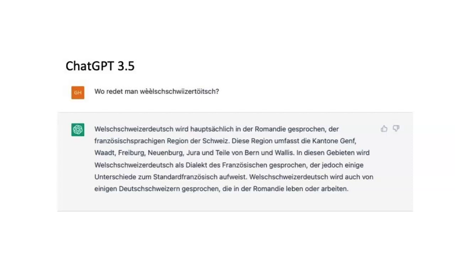In diesen Gebieten wird Weltschweizerdeutsch, so it understands Weltschweizerdeutsch, als Dialekt des Französischen gesprochen. That's of course not correct.